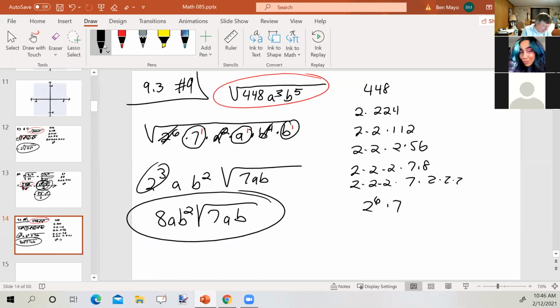Any questions about that? Where did you get the 8? What did you multiply to get the 8? 2 cubed. Oh, yeah, got it. Not a problem.